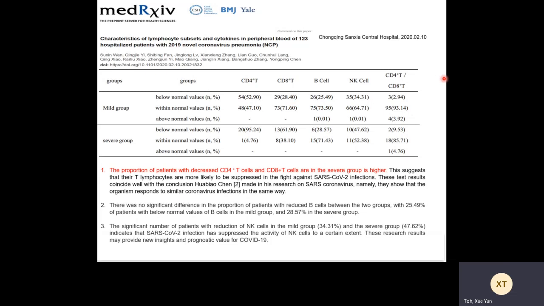There was no significant difference in the proportion of patients with reduced B cells between the two groups and a slight difference in the decrease in NK cells between the two groups. This indicates that T cell responses are being suppressed in critical cases and worsening their condition, which may provide new insights and prognostic value for COVID-19.